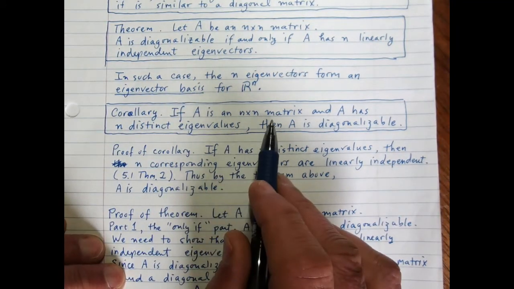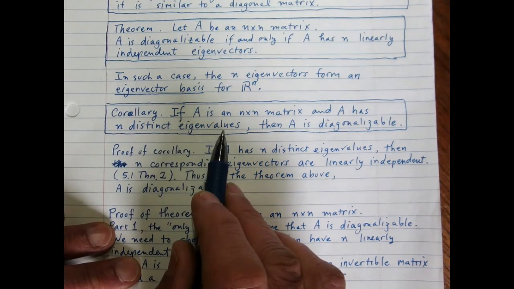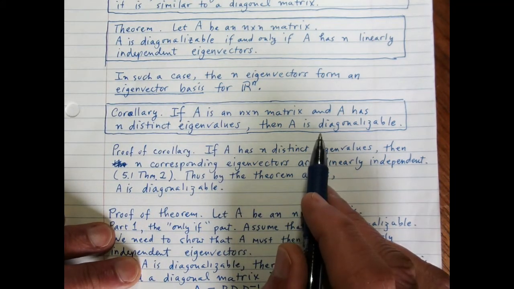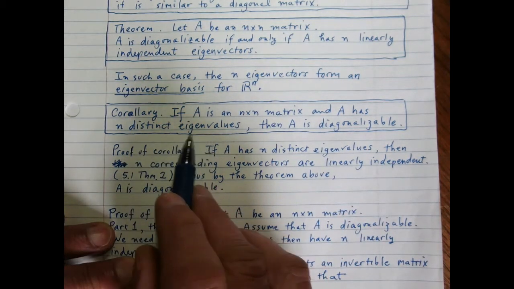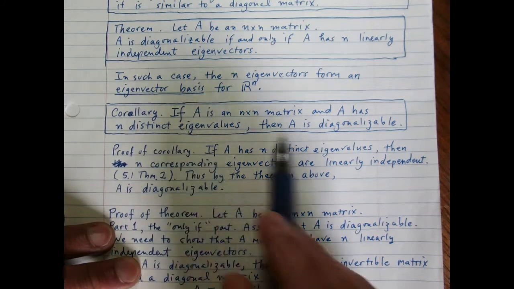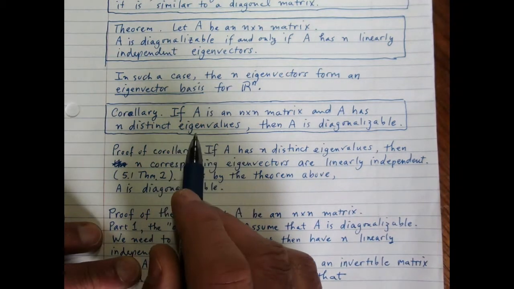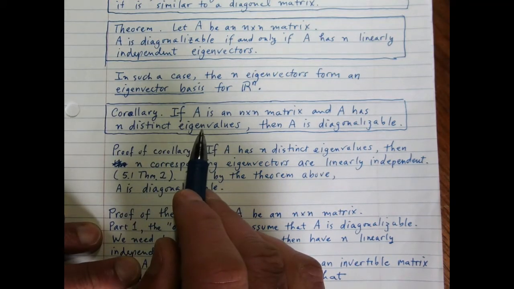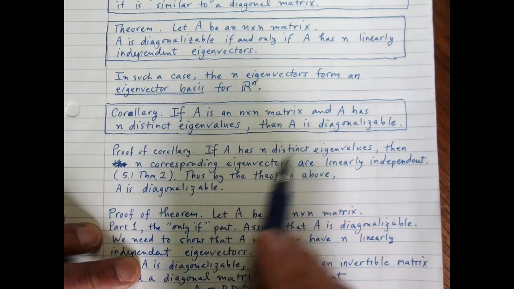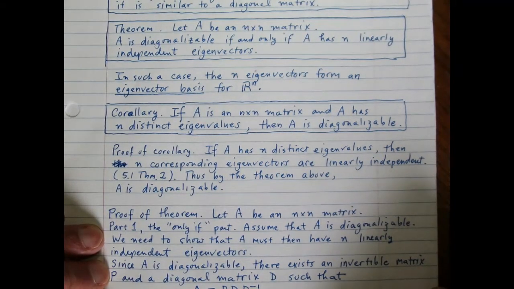Now, a little corollary here. If A is an n by n matrix and A has n distinct eigenvalues, then A is diagonalizable, because we already know eigenvectors corresponding to distinct eigenvalues will be linearly independent. What will be more challenging is when we do not have n distinct eigenvalues, how can we figure out whether a matrix is diagonalizable or not? And that's what we'll be looking at in the problems.